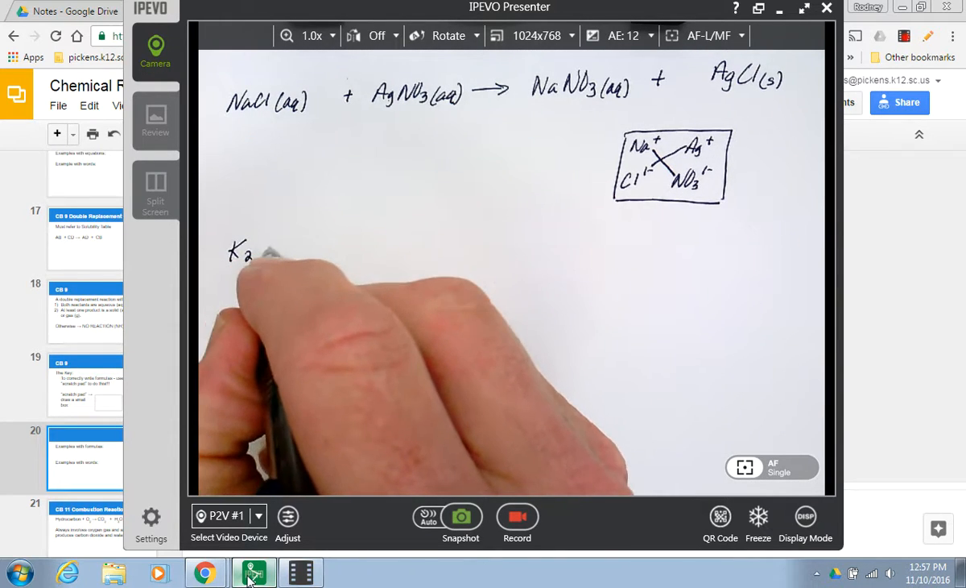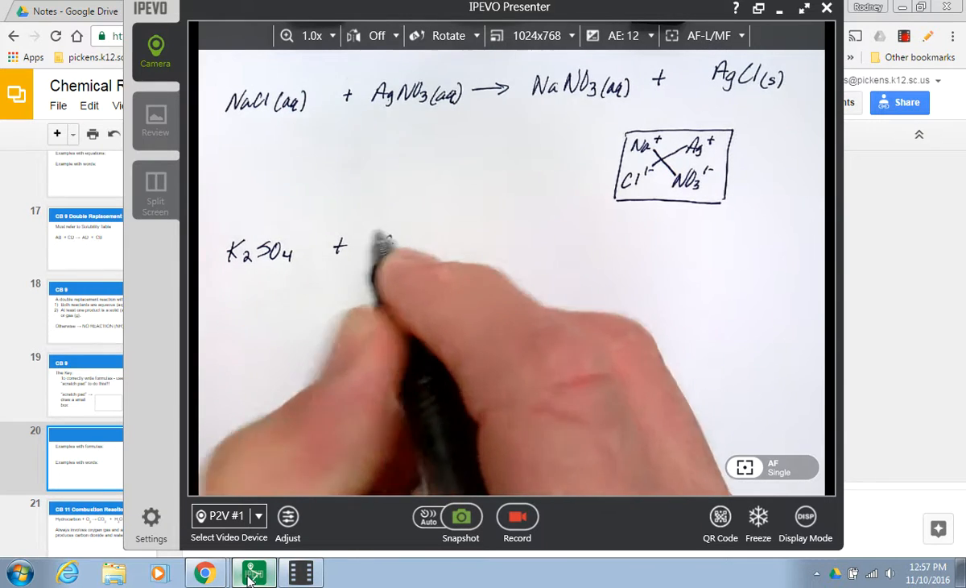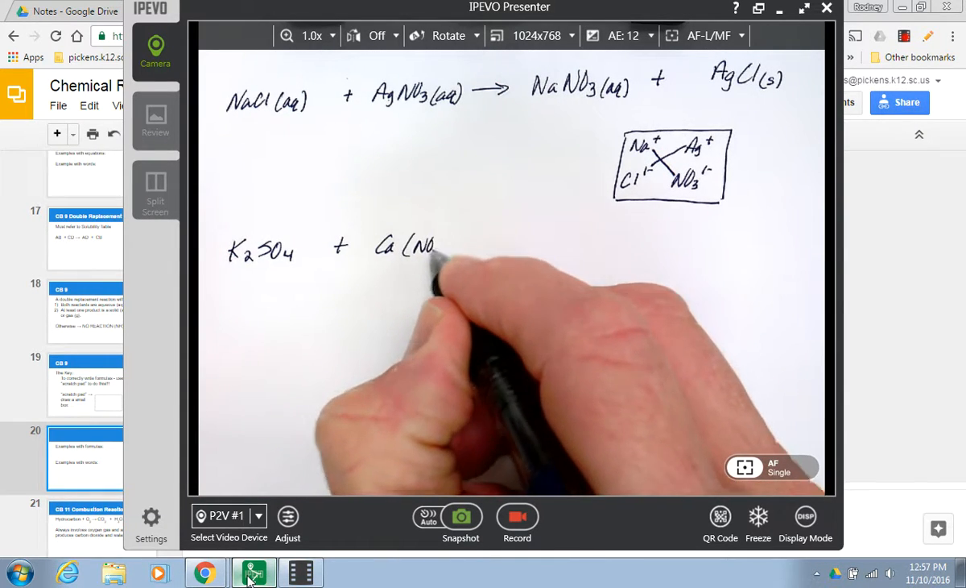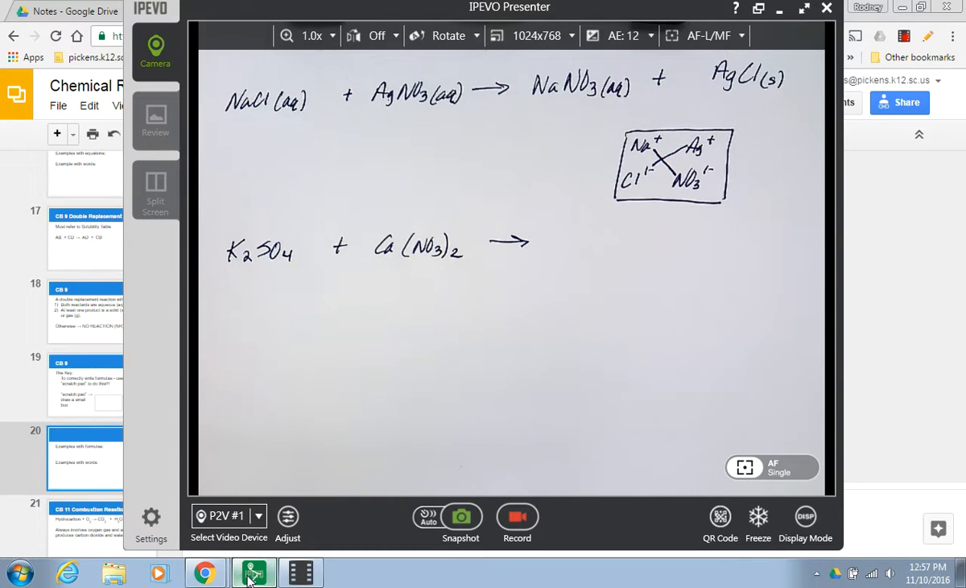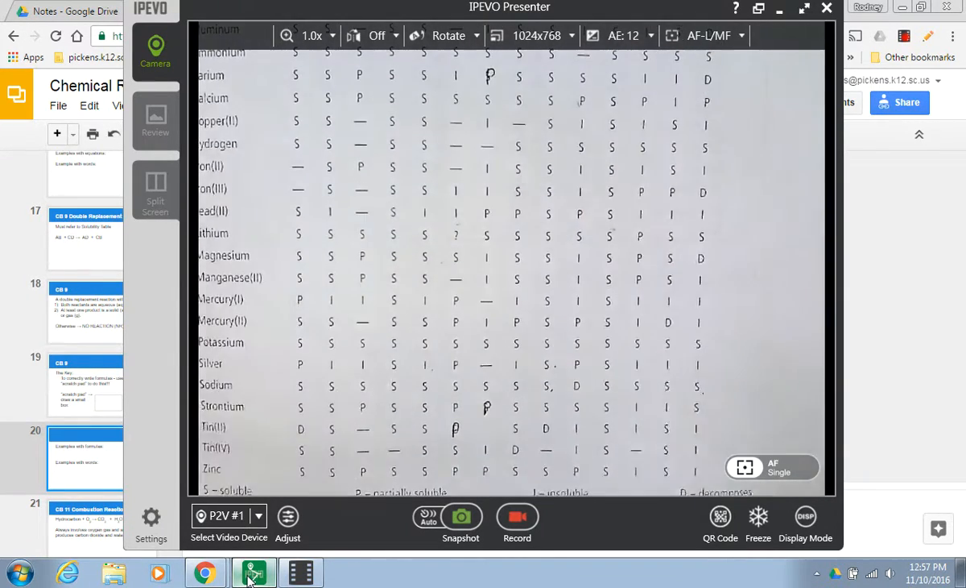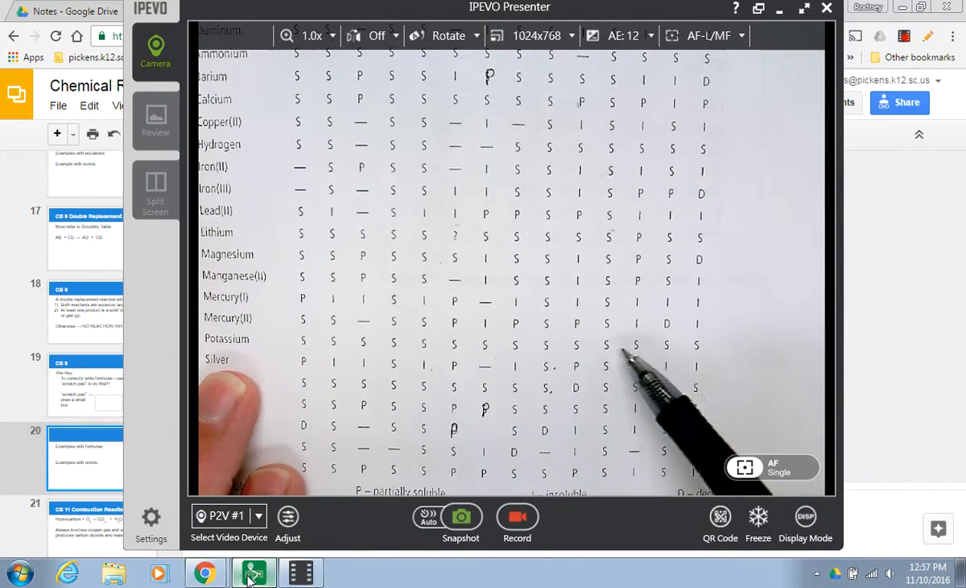Let's do K2SO4, all right, plus Ca(NO3)2. All right, now this time we have to look up our solubilities, all right? And we look them up on our table and we see potassium sulfate. So again, we just get our table and we find our potassium right here. All right, then we go across until we find the sulfate. It's all the way out here. Potassium sulfate is all the way out here.